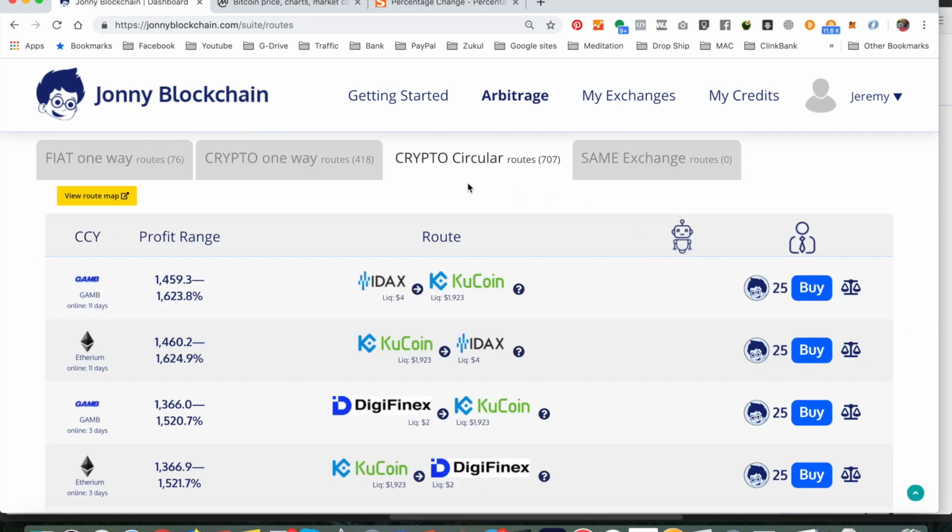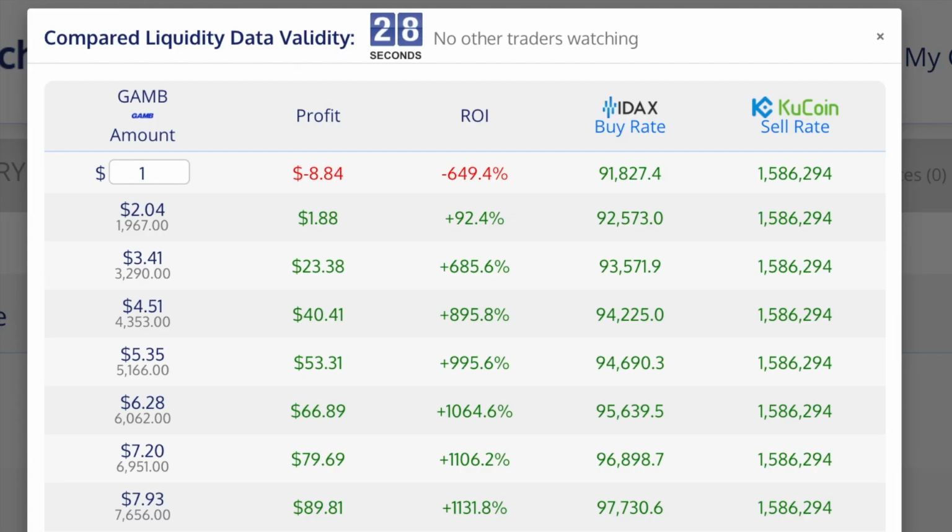And so let's have a look at this trading route. As you can see here, it's saying we've got to trade with the GAM coin, and we're going to be trading on IDAX and KuCoin. So let's have a look at the actual trade itself and to see how much profit's in there. So what we're going to do is click on this scales, and what Jonny Blockchain is going to do now is go over to those exchanges and retrieve the liquidity, how much is available for you to trade with. It's going to give you a pop-up like this.